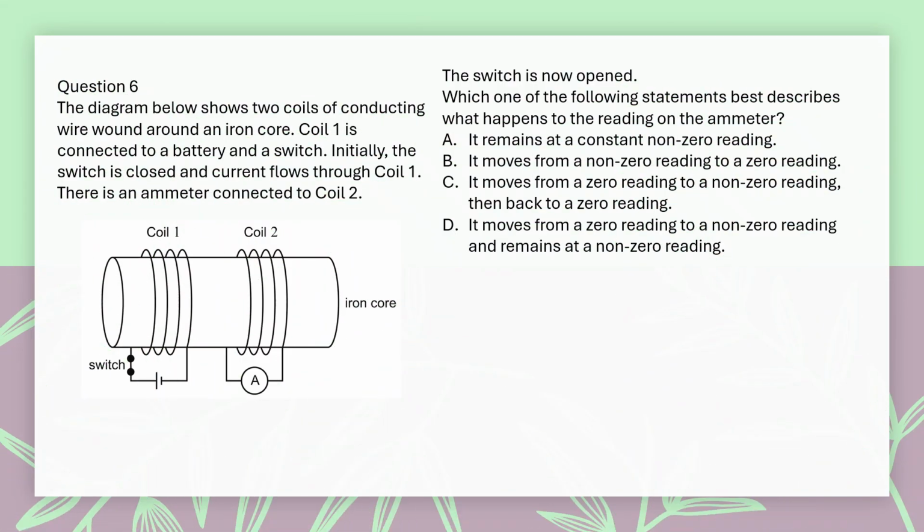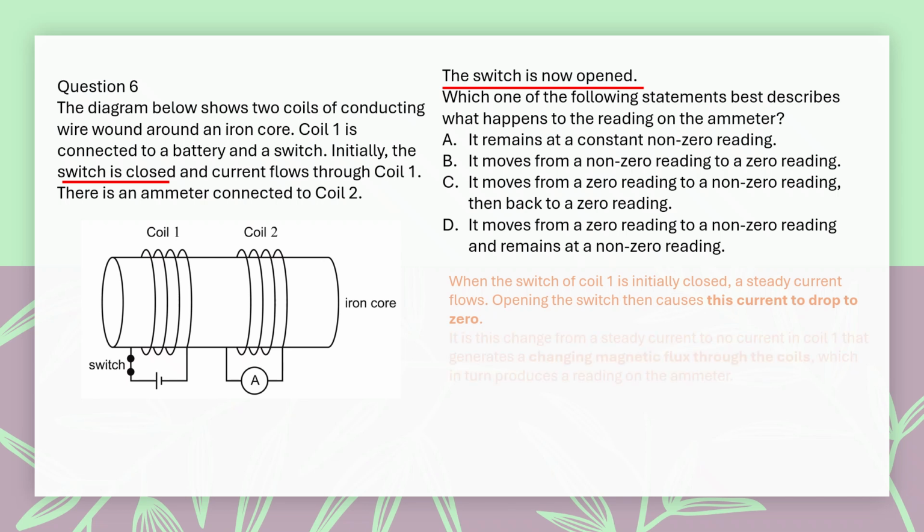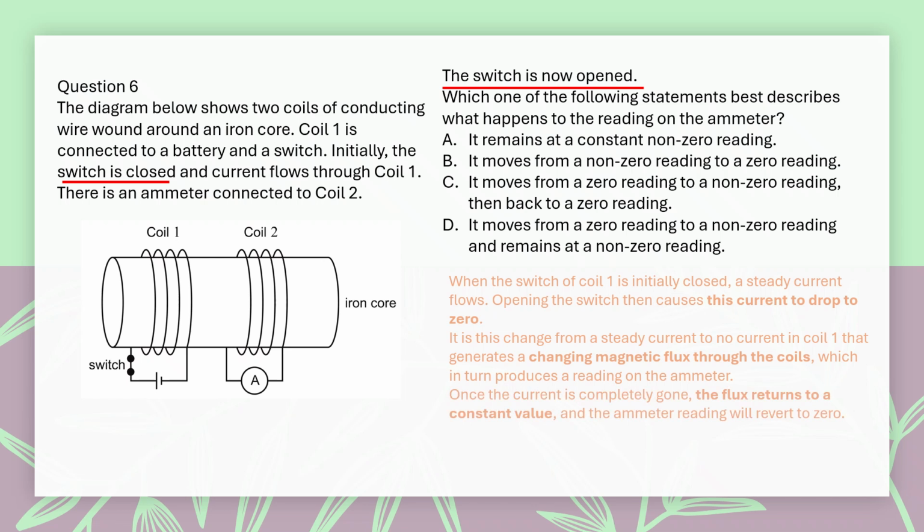When the switch of coil 1 is initially closed, a steady current flows. Opening the switch then causes this current to drop to zero. It is this change from a steady current to no current in coil 1 that generates a changing magnetic flux through the coils, which in turn produces a reading on the ammeter. Once the current is completely gone, the flux returns to a constant value, and the ammeter reading will revert to zero.